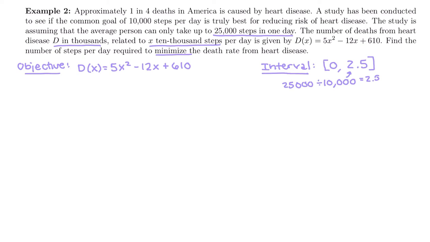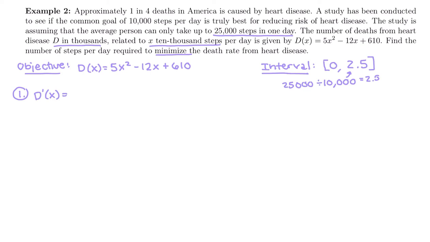It's not 0 to 25,000 because it's in units of 10,000. So if we did all the way to 25,000, that would end up being 25,000 times 10,000. That'd be way too many steps. So we have 0 to 2.5, which stands for 2.5 times 10,000 is 25,000. All right, we have our setup. Now we're going to find our critical numbers in our first step. What makes the derivative equal to 0?